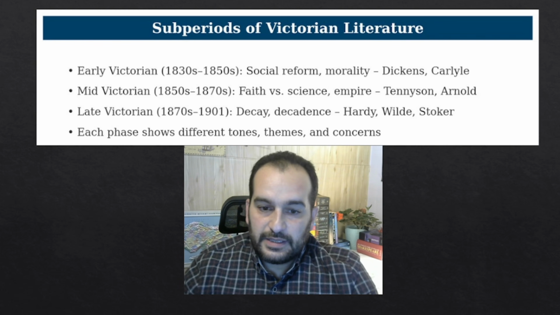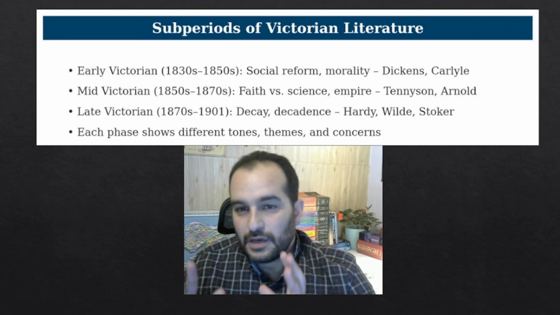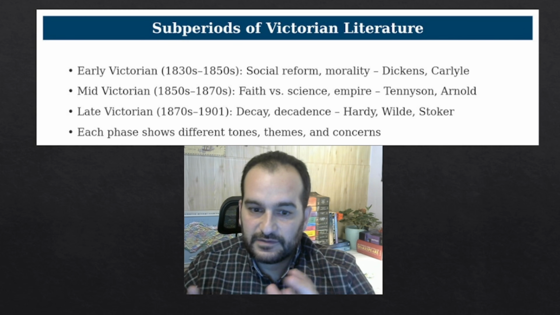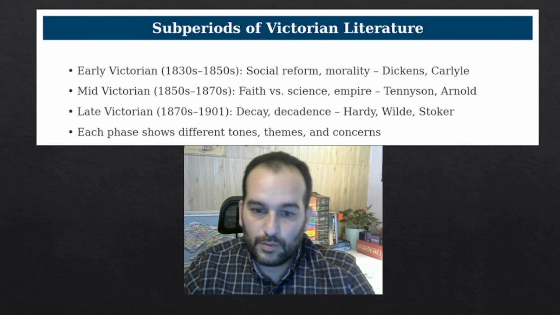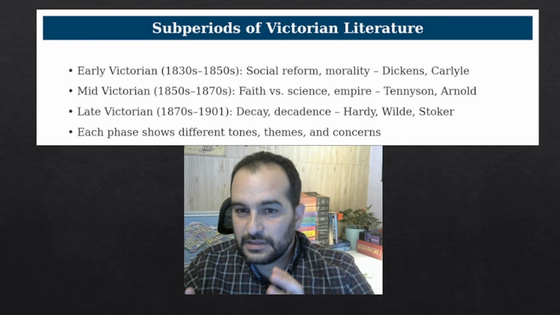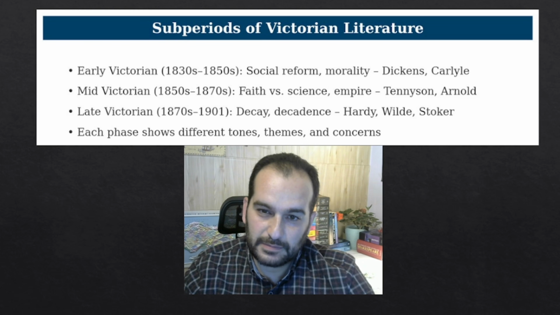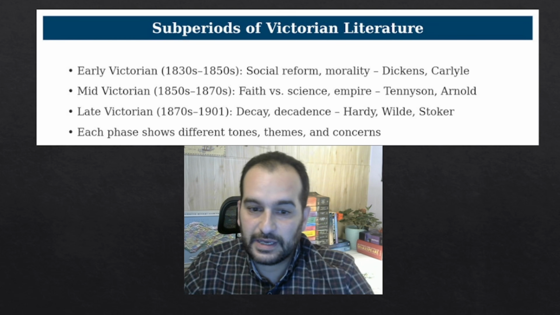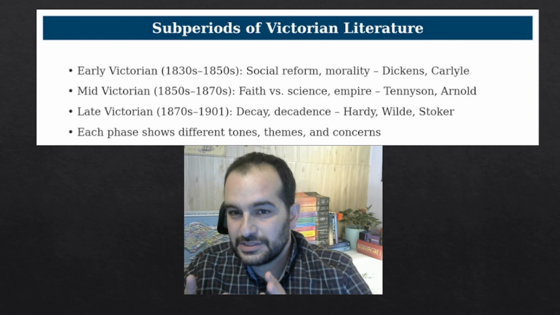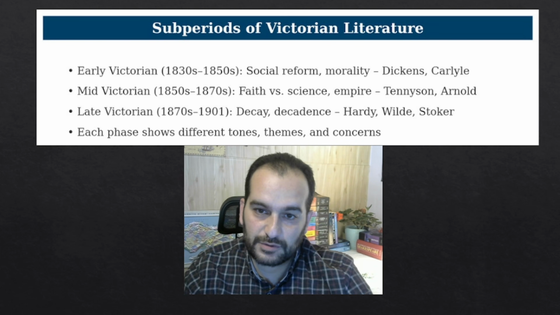And we see the late Victorian period, approximately between 1871 and 1901. This sub-period is kind of more critical, and sometimes it's considered as a darker phase of the Victorian Age.